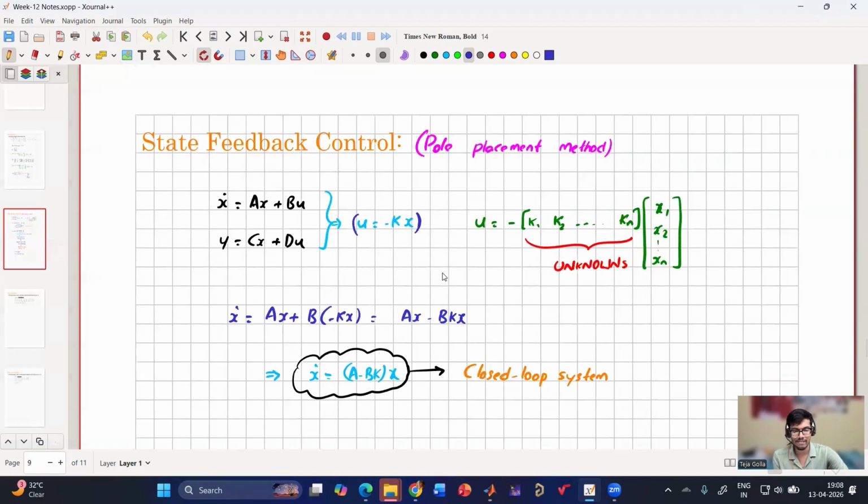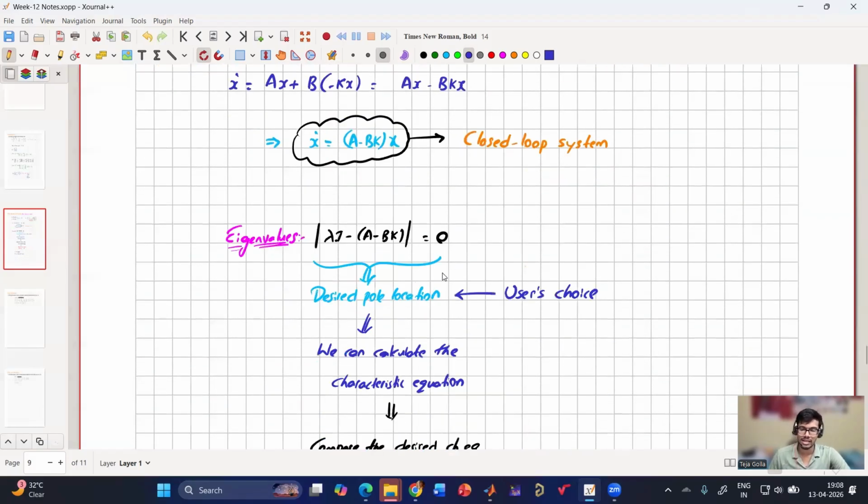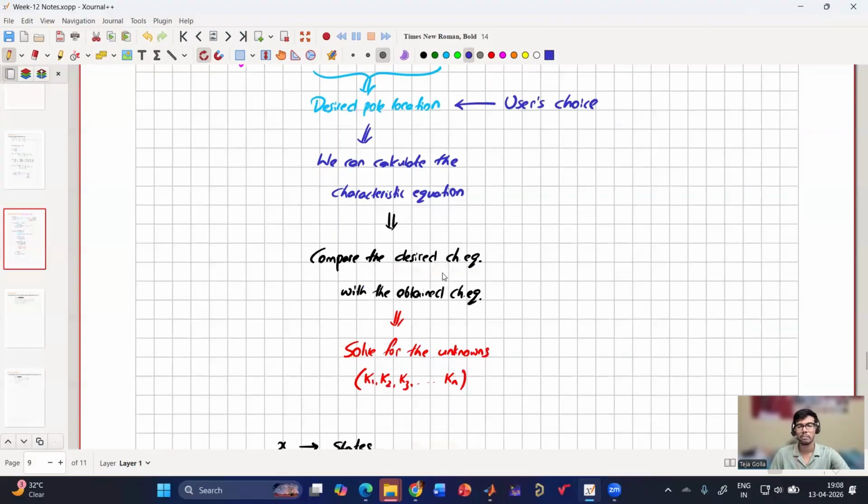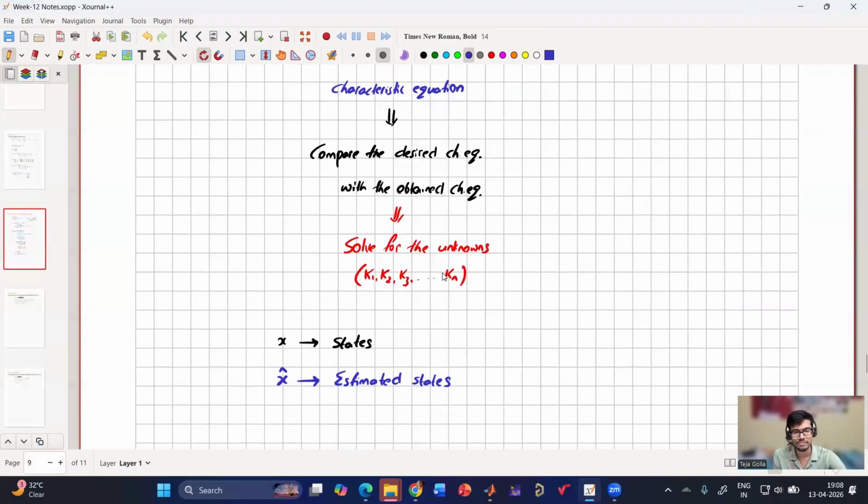If we calculate the eigenvalues, then we'll get an equation in terms of the unknowns k1 up to kn. But if the user has given the desired pole locations, we can also calculate the desired characteristic equation and compare these two equations to get the unknowns k1 up to kn, and then we can solve for this and implement it accordingly. So this is the crux of the discussion.